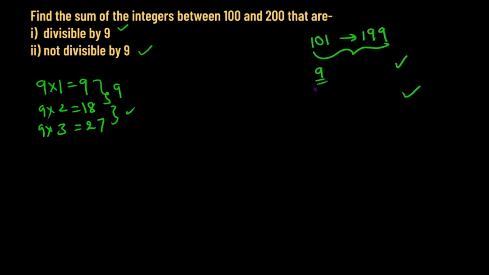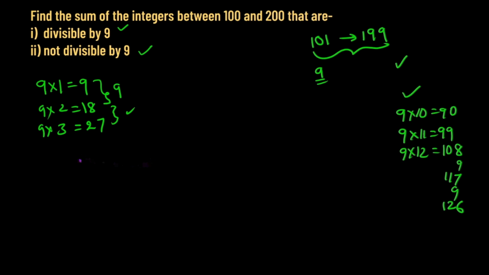Which is the first number divisible by 9 after 100? You know, right? 9 tens are 90, and 9 elevens are 99. If you just add 9 to this, we get 108. Again, if you add 9, it is 117. Again, if you add 9, it comes to 126. So the series after 100 starts with 108. The next number is 117, the third number is 126.